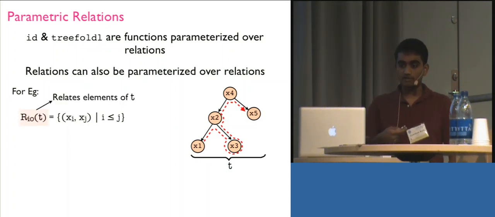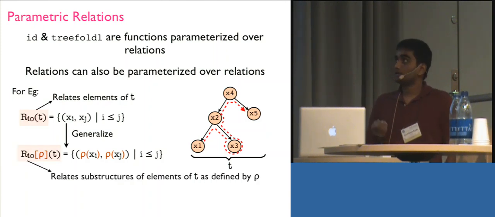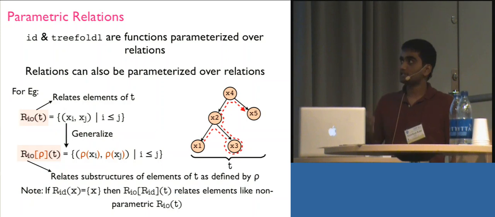You can generalize RA of T, or the in-order relation, to the rho parametric in-order relation, which is defined in terms of an abstract relation rho. So the rho parametric in-order relation, instead of relating elements of tree T, would relate the rho interpretations of elements of tree T. Therefore, it relates different substructures of elements as defined by the abstract relation rho. The rho parametric in-order relation is strictly more general than the non-parametric in-order relation, in that if we instantiate the parameter rho with a trivial identity function, we get back the non-parametric in-order relation.